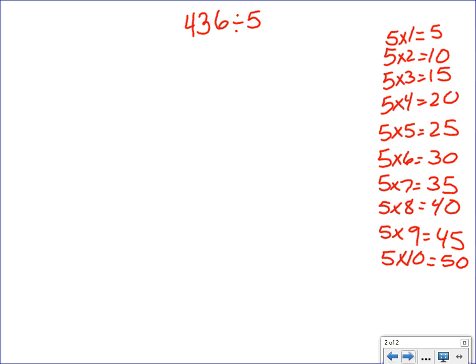Now I'm going to try to get as close to 43 as possible. But before I do that, I'm going to go ahead and set up my equation here. And I'm trying to get as close to that 43 as I can without going over. Well, I know that 5 times 8 is 40. And that's as close as I can get to 43 without going over. I'm going to circle the 8. And I'm going to come over here and put 8 on my equation here.